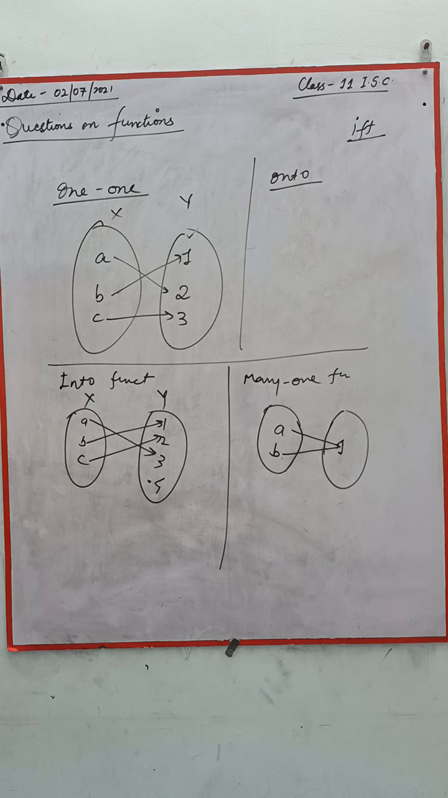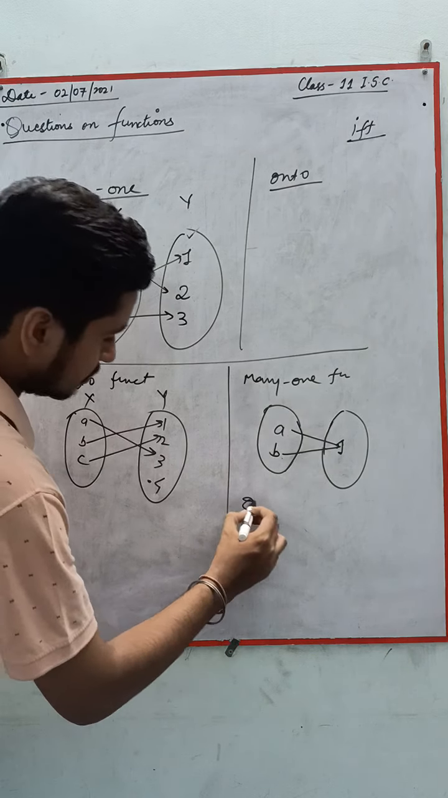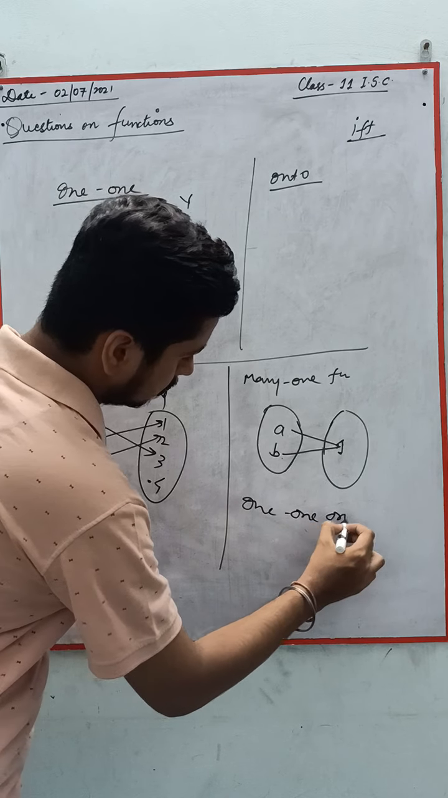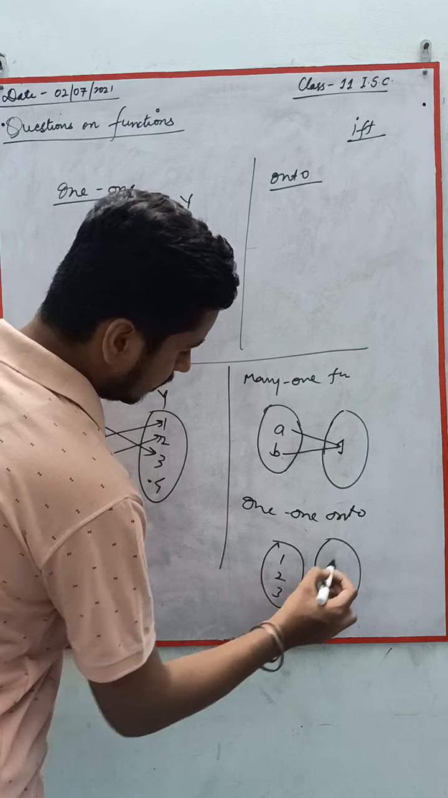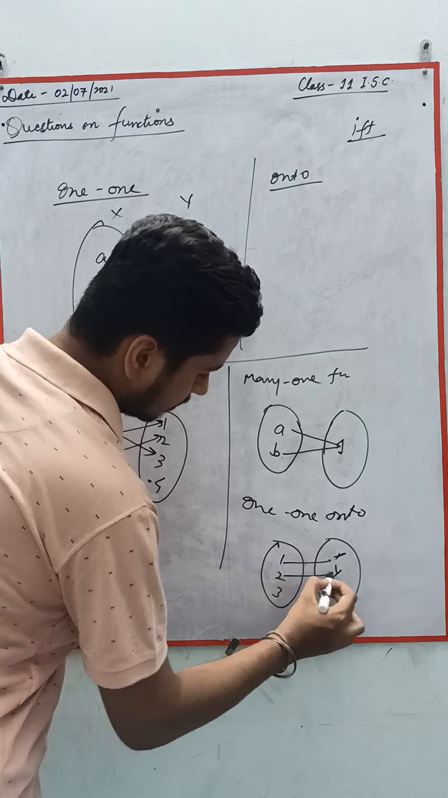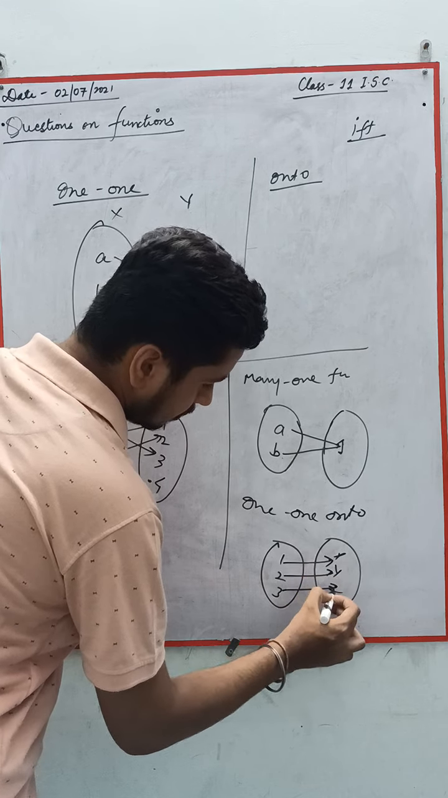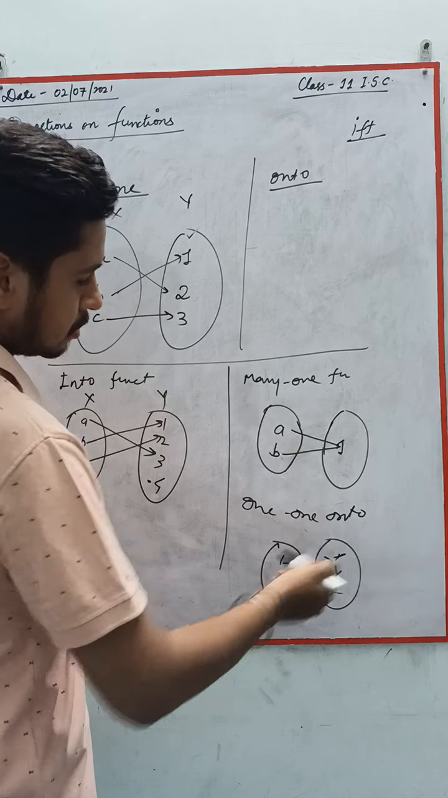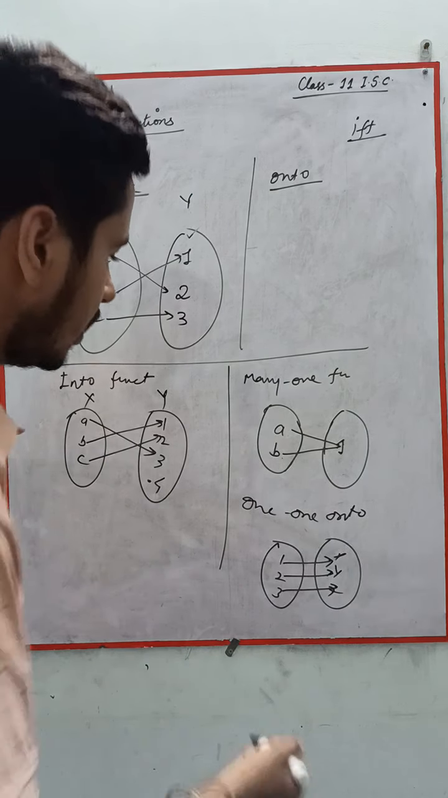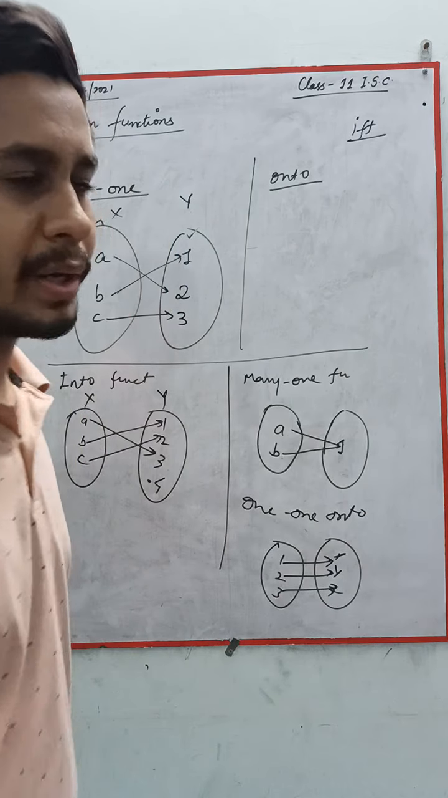An element cannot have two images, but two elements can have a single image. And at last there is one more, that is one-one onto. If you have 1, 2, 3 and x, y, z, this is one-one also and onto also, so this is also called one-one correspondence.